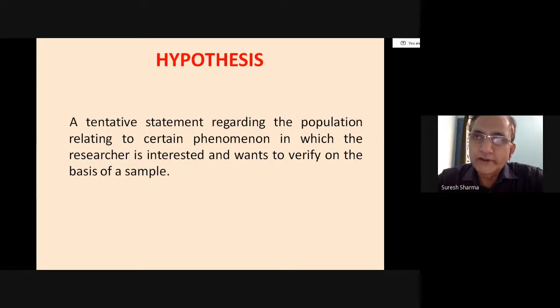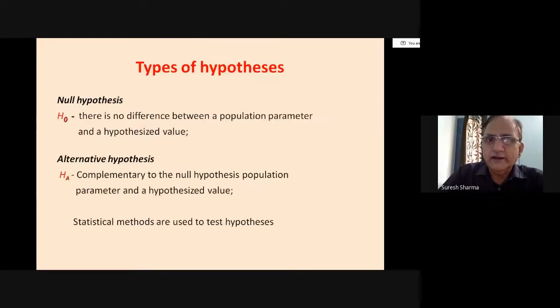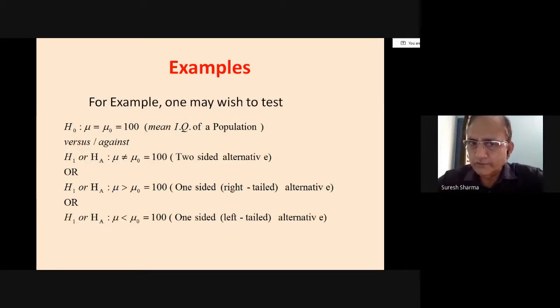So what is basically a hypothesis? If you can specify the objectives of your study in one or two sentences, they form your hypothesis, right? So what are the null and alternative hypotheses? Let me go through the next slide with the help of examples.